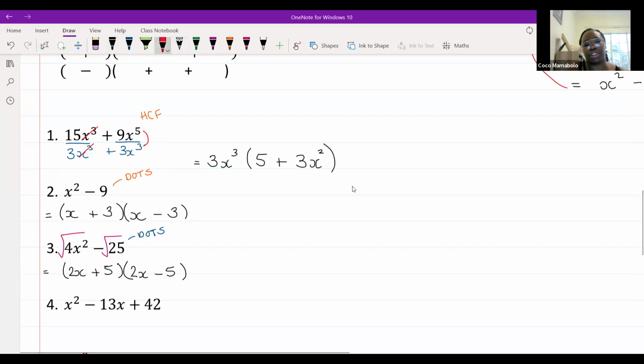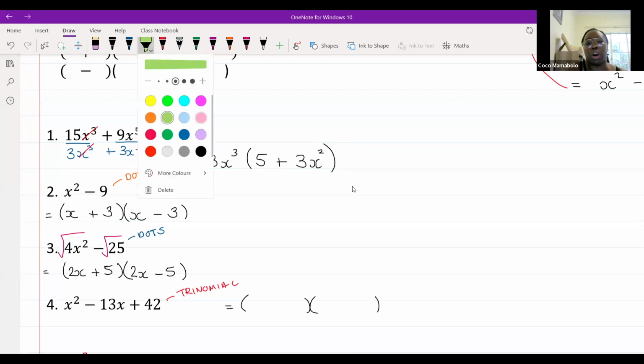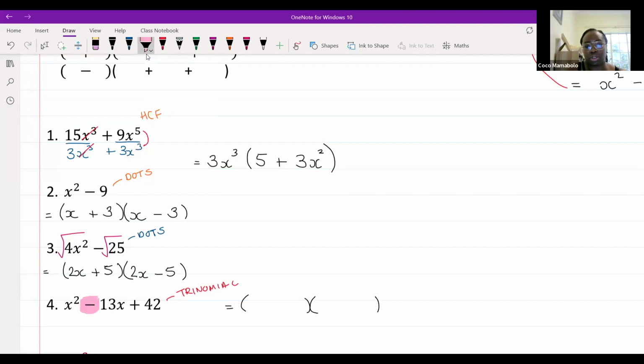All right, tell me, what kind of factorization are we going to use here? We're going to use the trinomial. Beautiful, trinomial. Let's start with the easy stuff first. If I'm factorizing a trinomial, how many brackets do I need to open? You need to open 2. Good, 2 brackets. Luckily for us, we already know one of the signs. One of the signs is going to be a negative. Good. This one is going to be a negative.